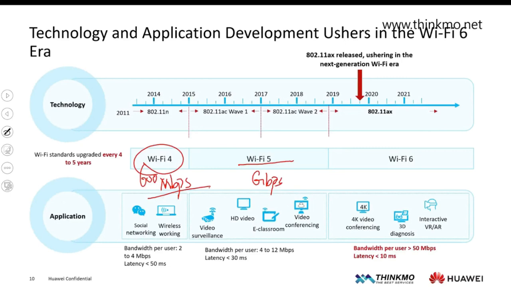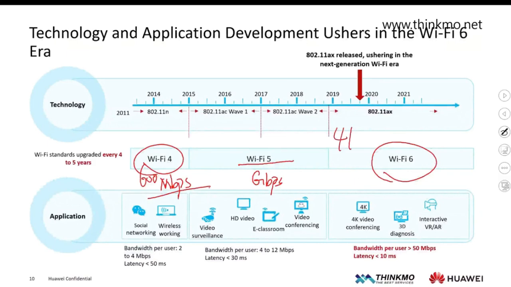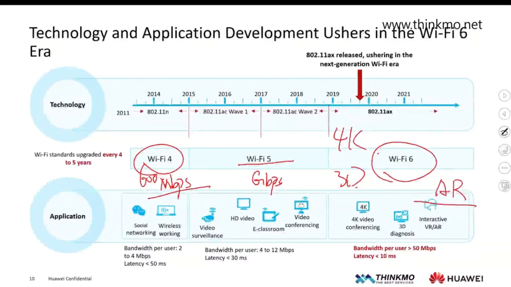When we enter the Wi-Fi 6 era, the network transmission speed reaches a new peak. At this point, Wi-Fi 6 can support 4K video conferencing, 3D diagnostics, and some applications in interactive virtual reality and augmented reality. These applications require a real-time high-bandwidth network. It can only run smoothly with the support of Wi-Fi 6. So, overall, the advancements in Wi-Fi technology have had a huge impact on our lives and work.